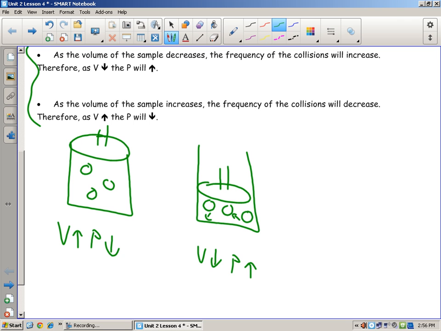It is the relationship between pressure and volume in a closed system, okay, so no gas can escape. It's the relationship between volume and pressure. Okay? So that's the first thing you need to know about Boyle's law right there.